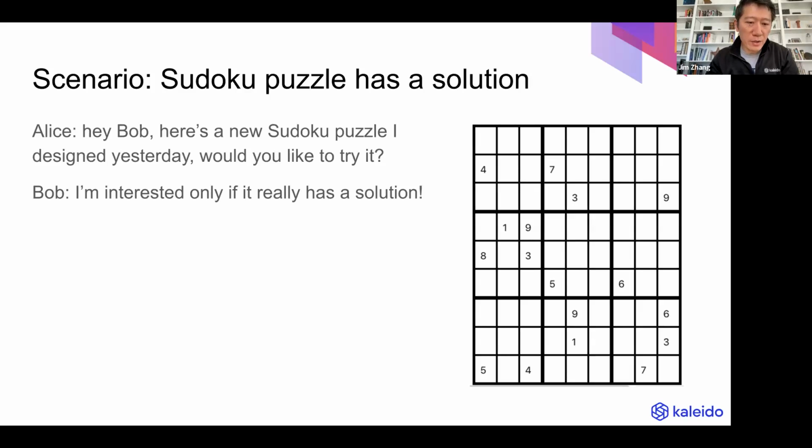So they have been working in this interesting relationship where Alice designs Sudoku puzzles, and then Bob tries to solve them. So there's this one day that Alice came to Bob and said, hey, I've got another great, very challenging puzzle that I'd like you to give a try. So Bob said, well, before I dive into that, I need to know this really has a solution, because the last time you gave me a challenge, I wasted 5 days working on this just to realize there's no solution. I don't want to do that again.